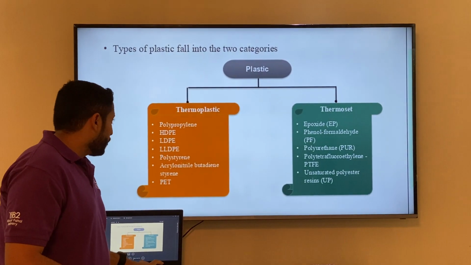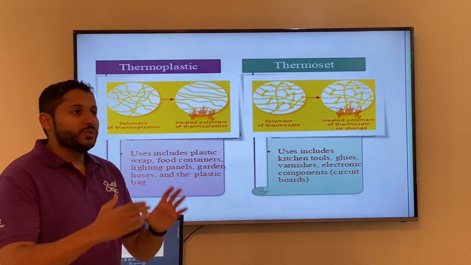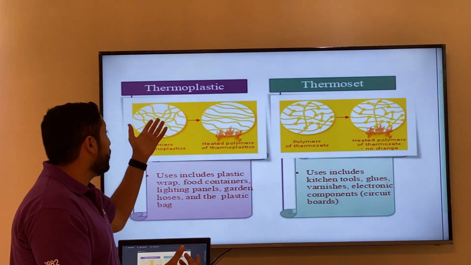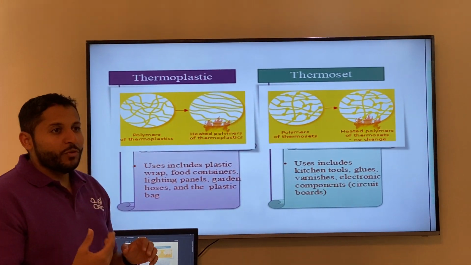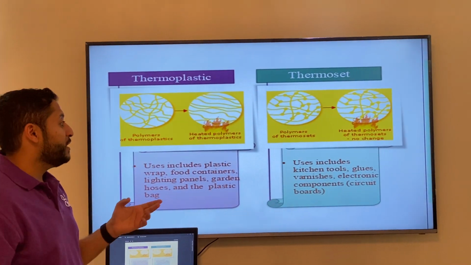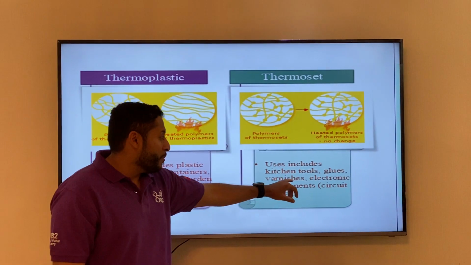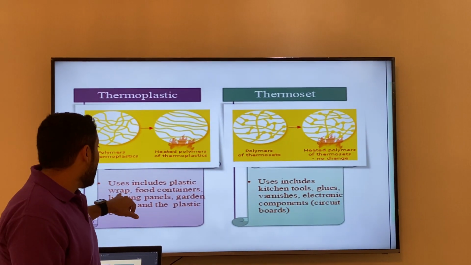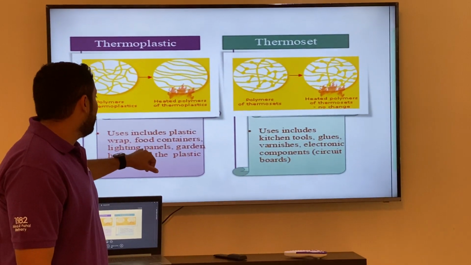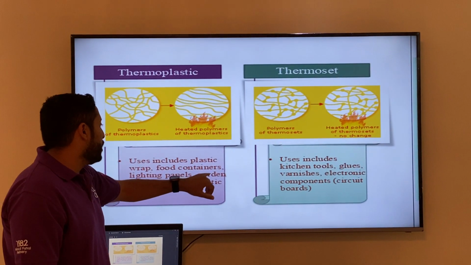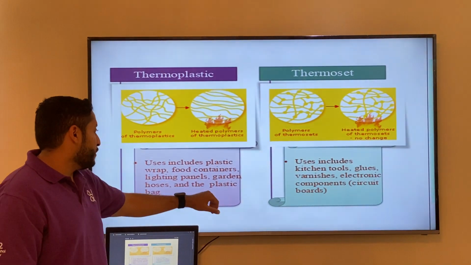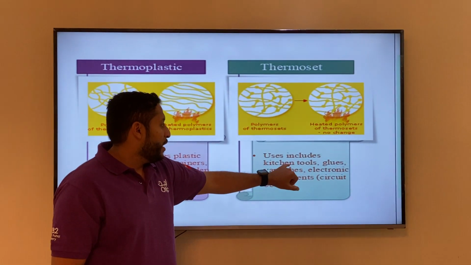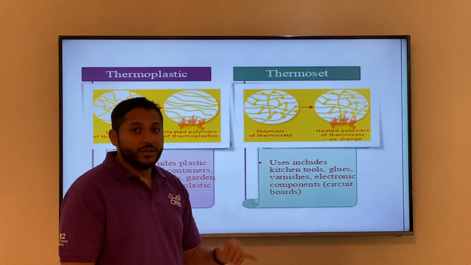Now, what exactly is the difference between thermoset and thermoplastic? What we studied before: we use thermoset exactly in the kitchen tools that I mentioned here, and the glass, and many things here. And we use thermoplastic for wrap, food consumption, and the lighting of the panels. We'll go back a little bit. What you see here is kitchen tools.